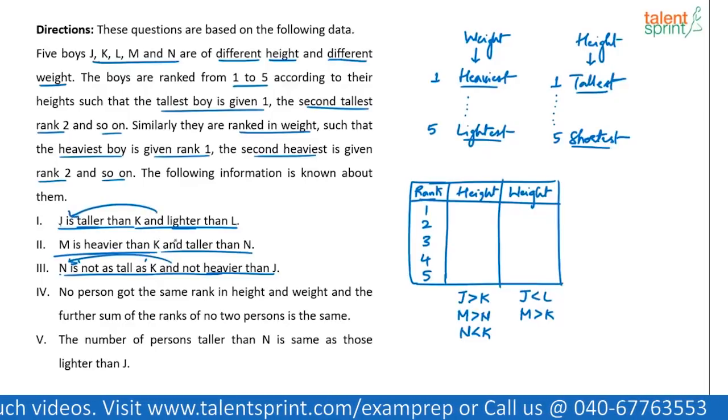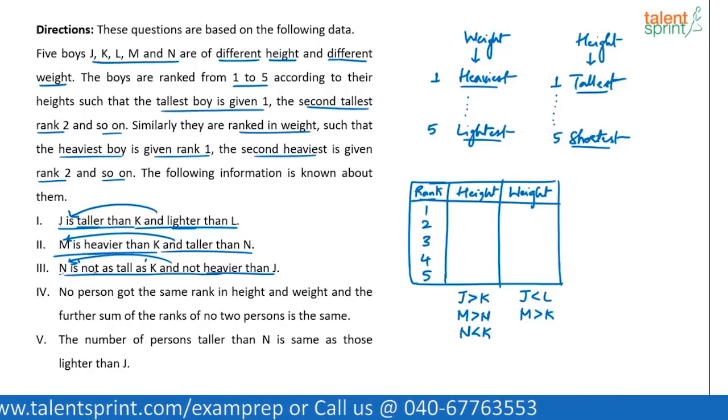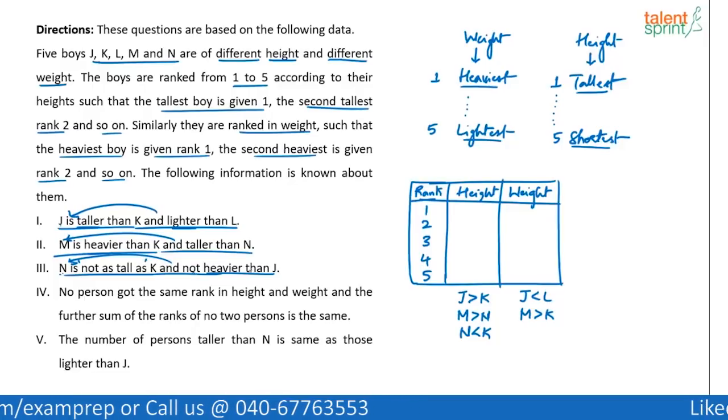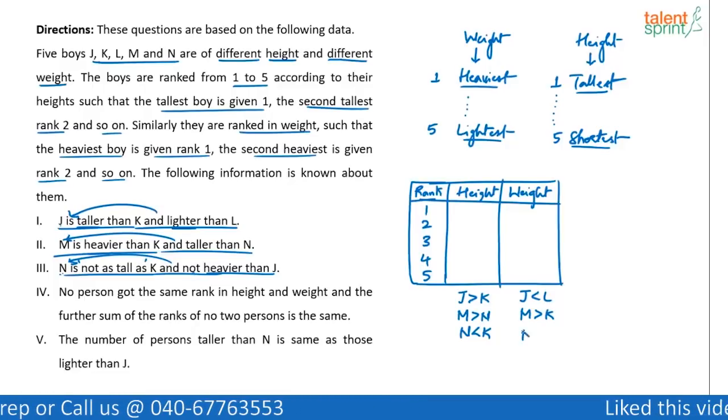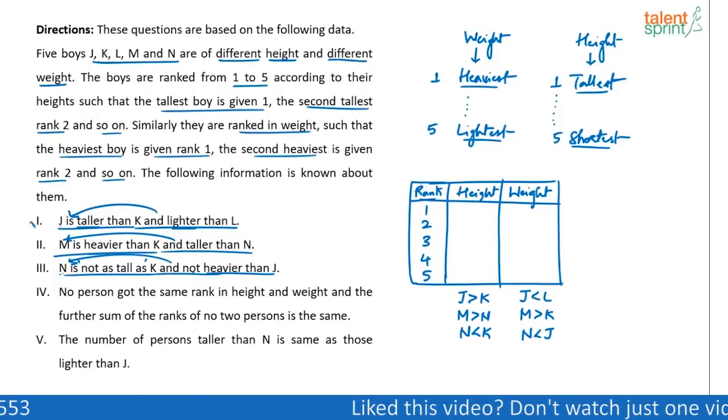And "always" is referred to the first person in every statement here. So N is not as tall as K, meaning N is shorter than K. So N less than K. And N is not heavier than J. N is not heavier than J means N is lighter than J. N is less than J. N is lighter than J. Right? So that's the understanding of the first three statements.